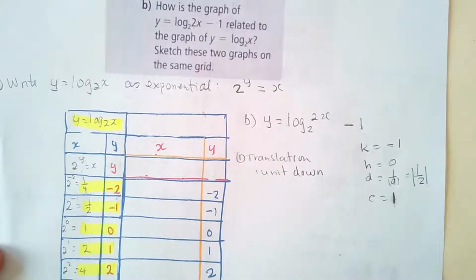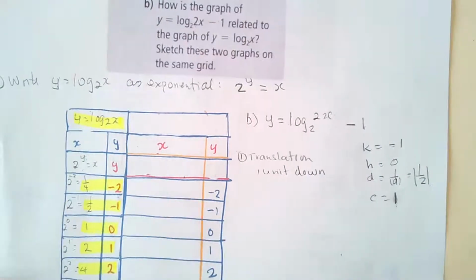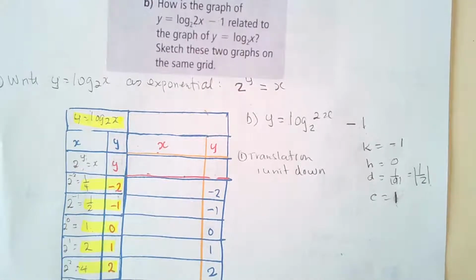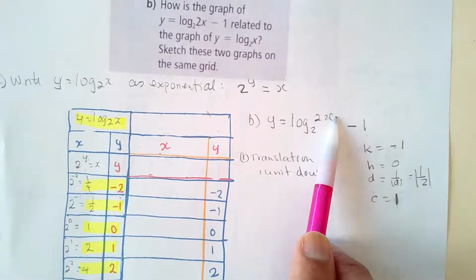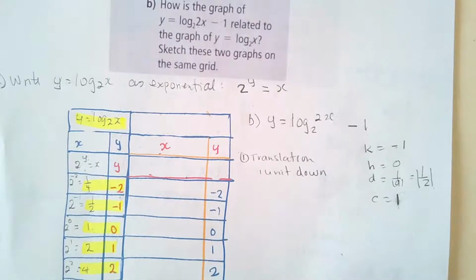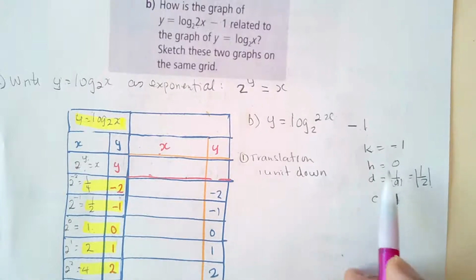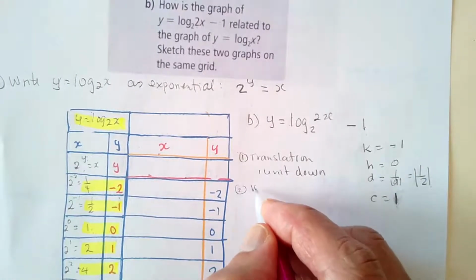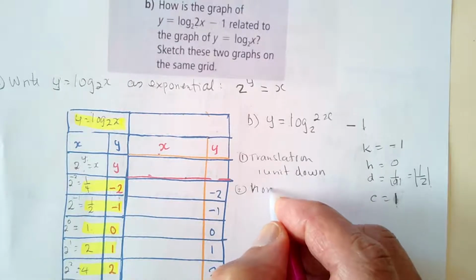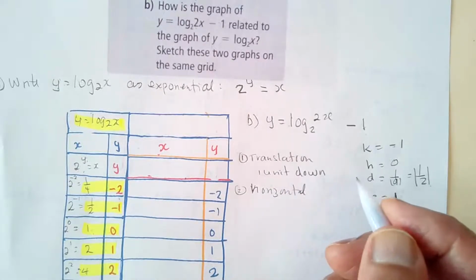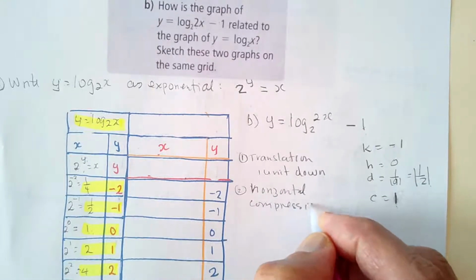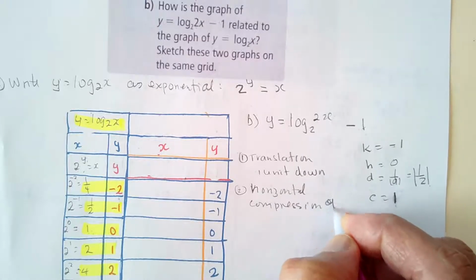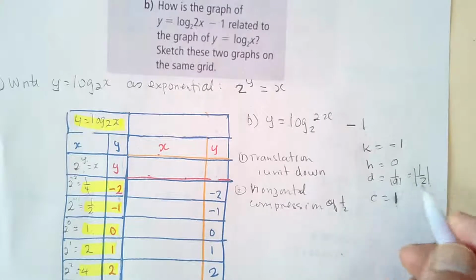So we know this graph will be sliding down. Then there's no horizontal translation, so our asymptote will be the same as the original function. But we have a compression, a horizontal compression of a half. That's what we got here.